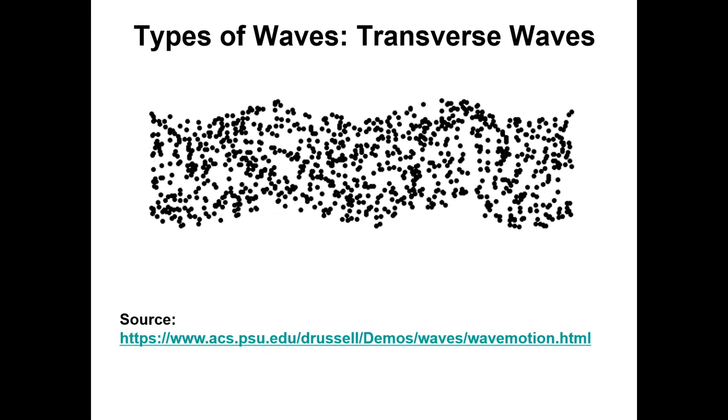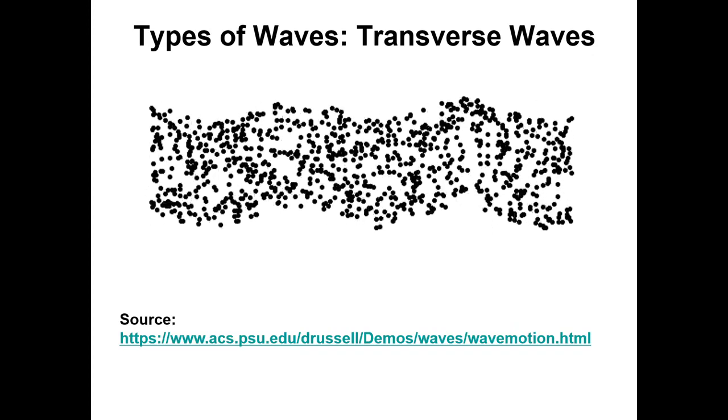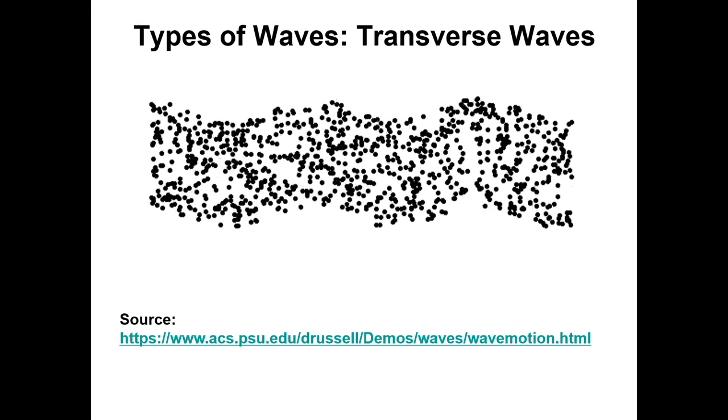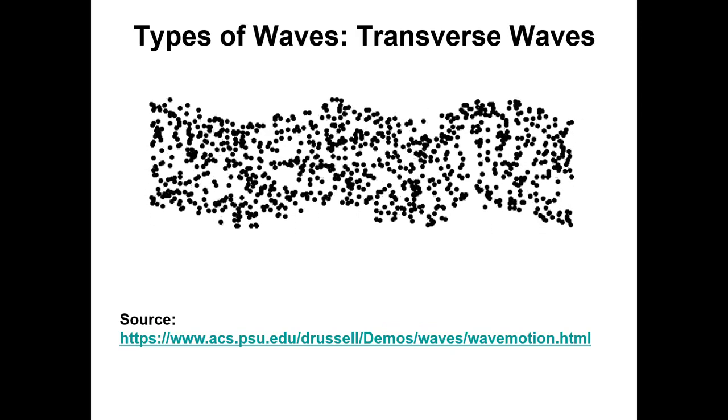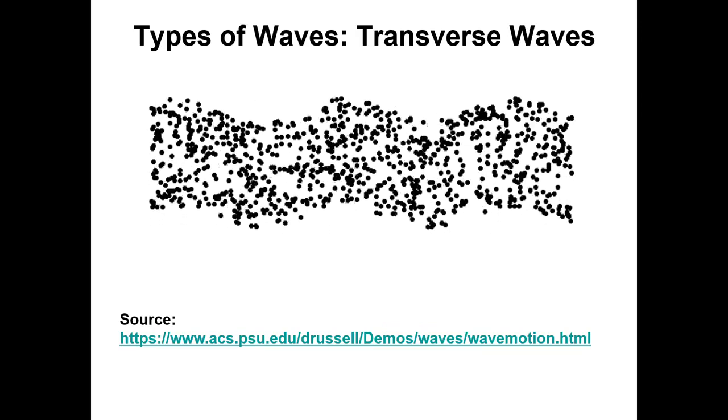Okay. And I gave you the link here if you want to go to this. It just shows you exactly the same thing I'm doing here, but just for reference. If you want to go back to the link, you can check it out. So these waves are called transverse when the motion of particles is perpendicular to the motion of the wave.